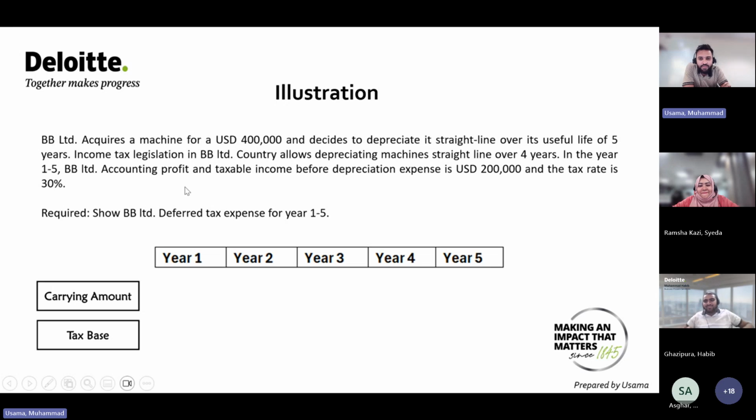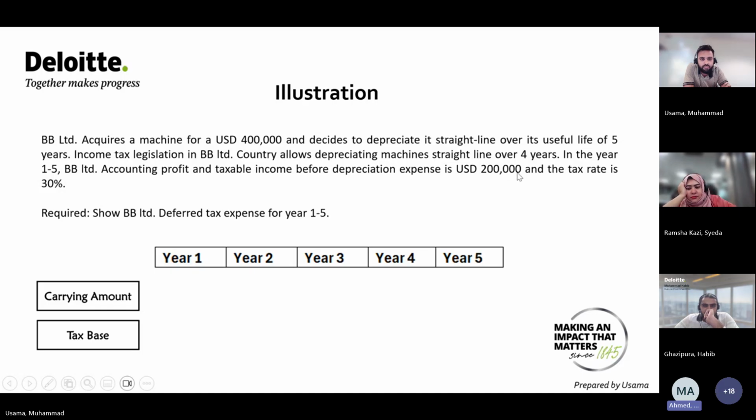Okay. So, Mahin, can you read it for me? Yes, sure, I can read. BV Limited acquires a machine for USD 4 lakh and decides to depreciate it on a straight line over its useful life of 5 years. Income tax legislation in BV Limited's country allows depreciating machines straight line over 4 years.